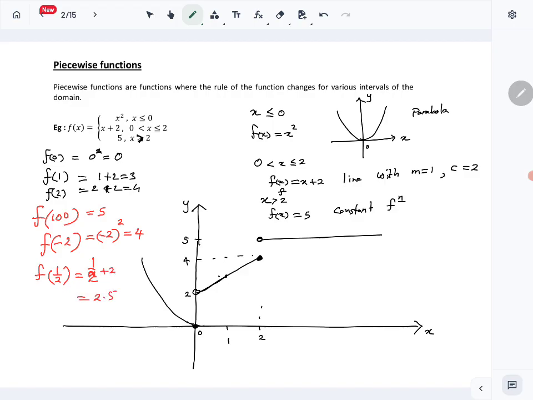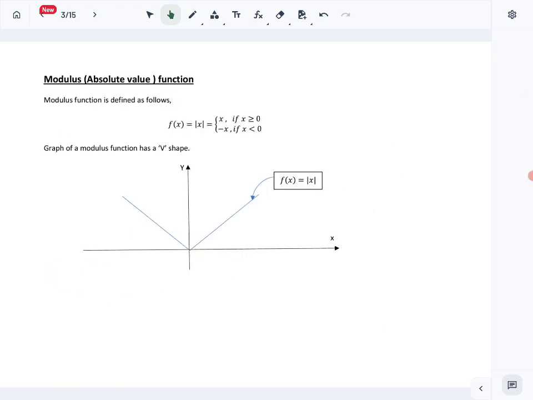Right. Okay, so given a piecewise defined function, you should be able to find any function values, and you should also know how to graph a piecewise defined function, right? Then, very important function. This is a very important function. You will get exam questions where you have to draw absolute value function graphs, right? So modulus or absolute value function, right?